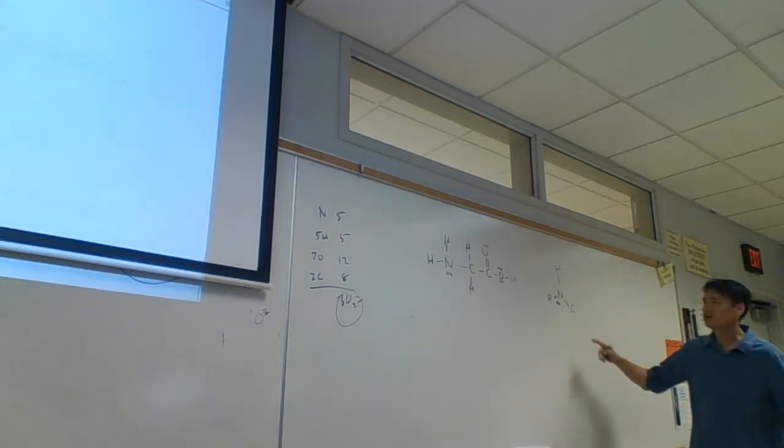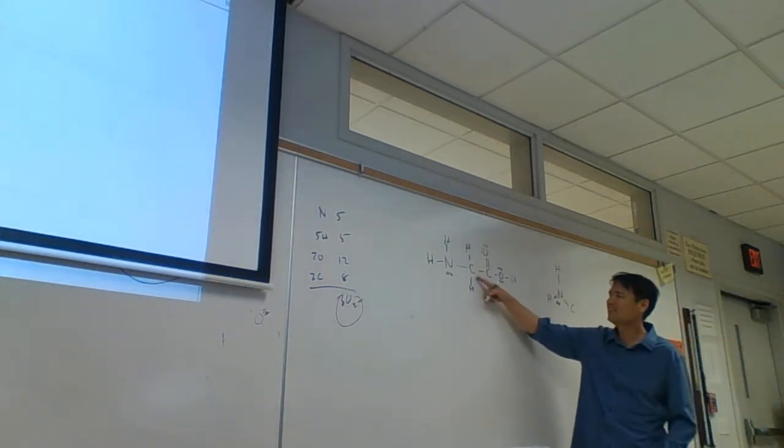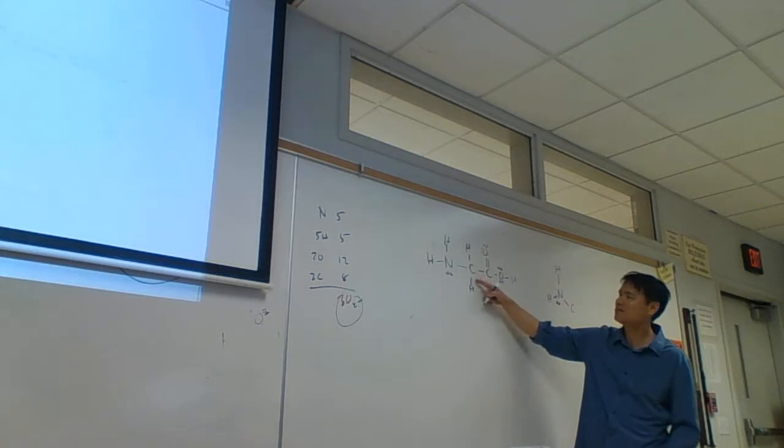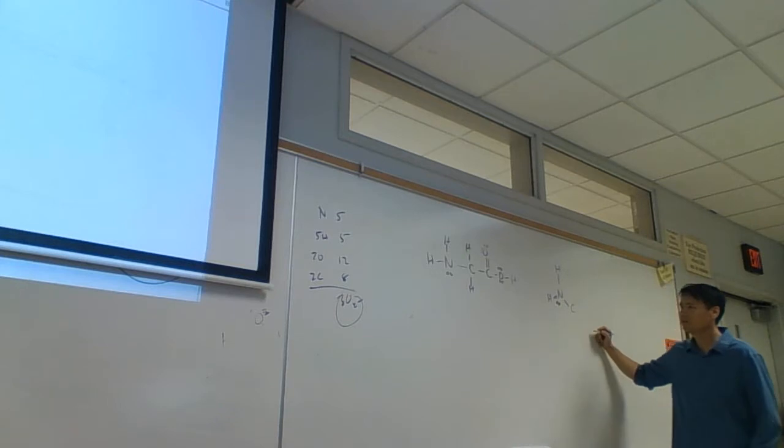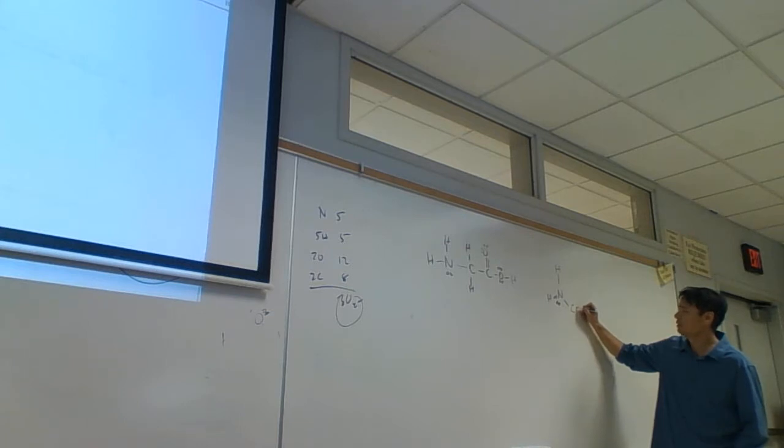Okay, then let's go on to this carbon. This carbon, how many sets? Four. How many bonded atoms? Four. How many lone pairs? Zero. Okay, so that's going to result in what type of geometry? Tetrahedral.